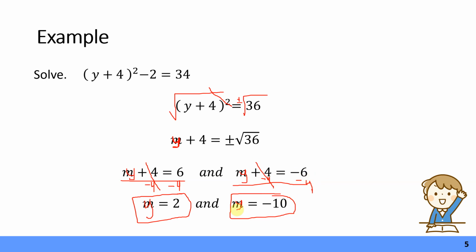That's how you use the square root property. And again, we only use the square root property when we have only one variable throughout the whole problem. There's only one y in here. If there was another y on the other side, we would have to use a different method.